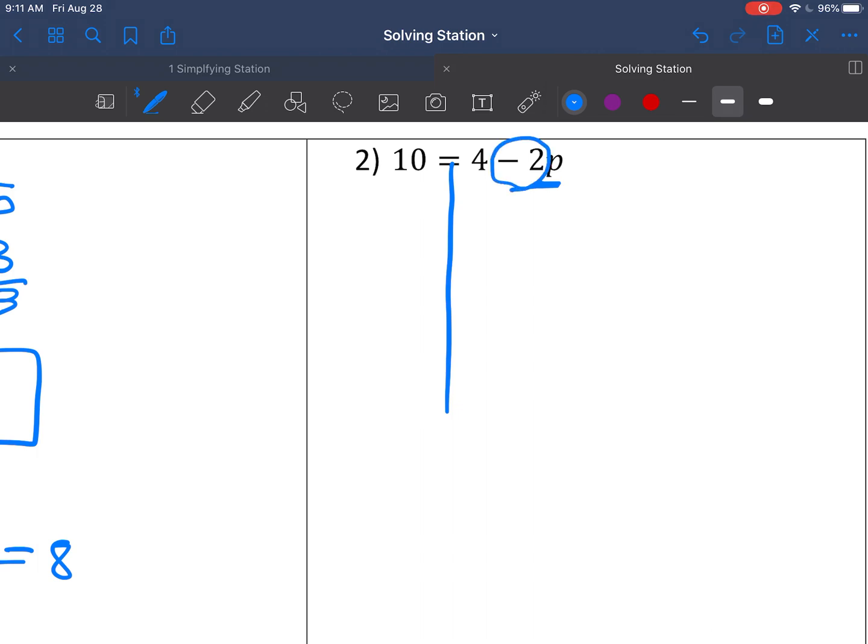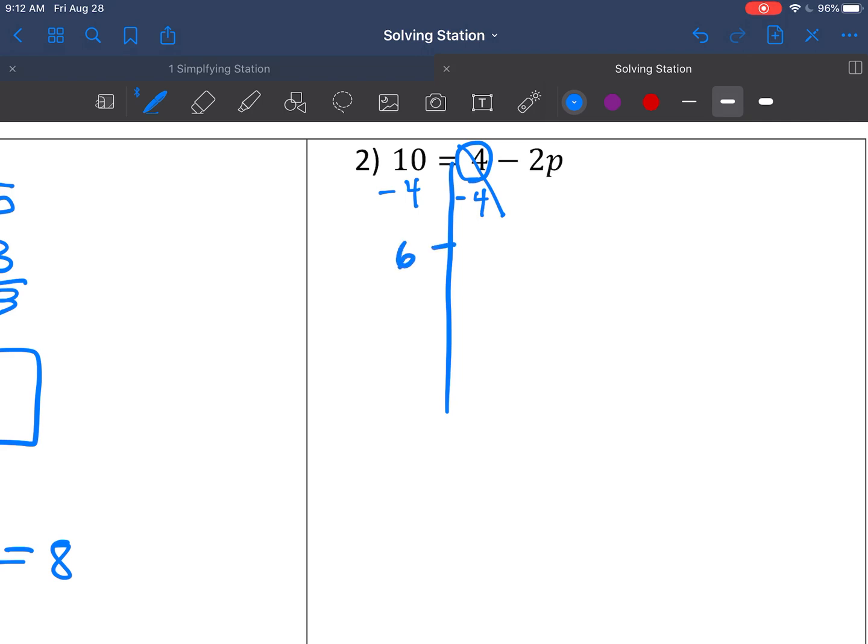There is a -2 in front of this p. We cannot do anything with that -2 until we take care of this 4, which is not attached. That is a positive 4. Even though there's a minus sign right here, it's not on the 4. The 4 is positive. So if we want that 4 to go away, we have to subtract the 4 to make a 0. And whatever we do to one side, we have to do to the other.